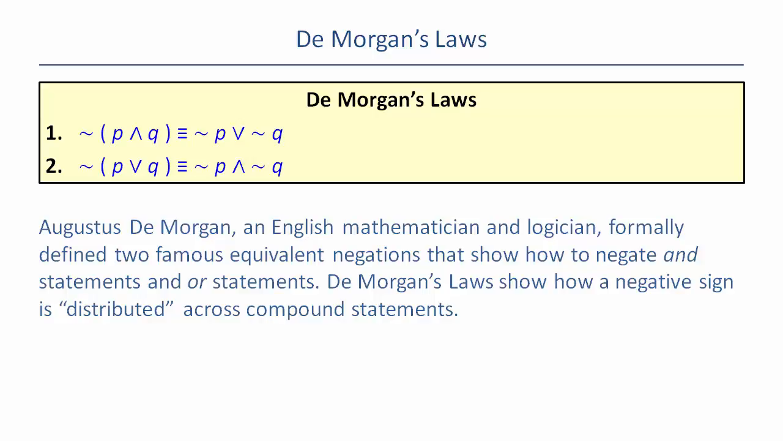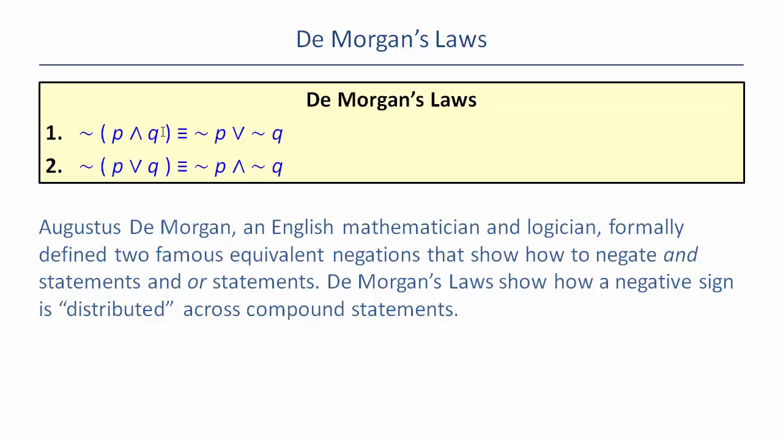Augustus de Morgan was an English mathematician and logician. He defined two very famous equivalent negations that we use a lot. It's the idea that if you negate an and, you get an or of the negations. And if you negate an or, you get an and of the negations. You see the difference here?